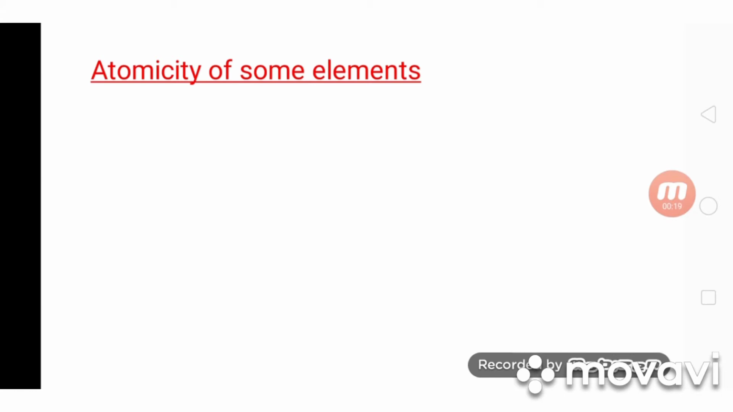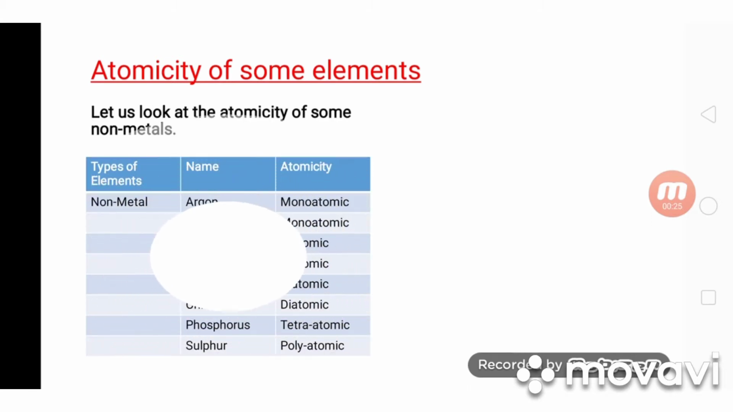Let us now discuss atomicity of some elements. Given in the table, we shall be discussing atomicity of some nonmetals. Type of elements here considered are nonmetals.